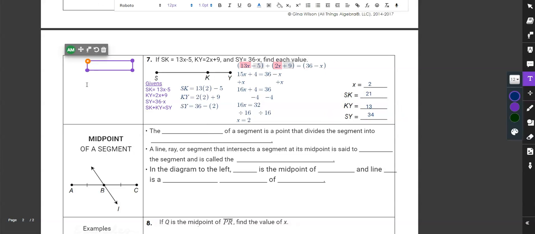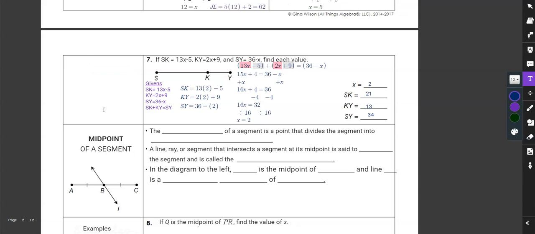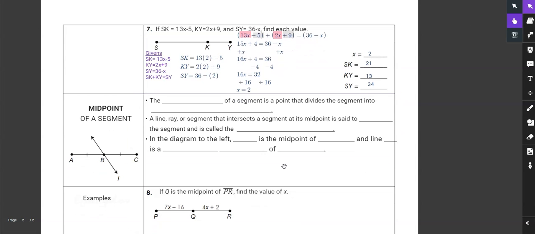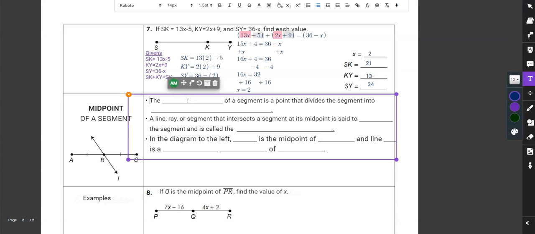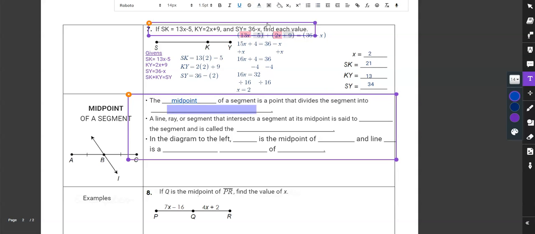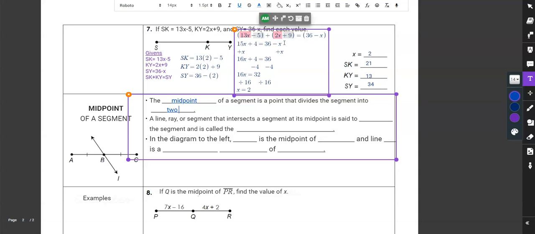So that was basically how we apply the segment addition formula and postulate. Now we're going to use the midpoint as well and apply some information there. So let's go ahead and take a look at that. For the midpoint of a segment, it says it is a point that divides a segment in two. So let's see, what does it divide it into? So let's put midpoint. And it's going to be 2 equal parts. So we want to make it 2 equal parts. Again, I'm going to make the colors different. 2 equal parts.